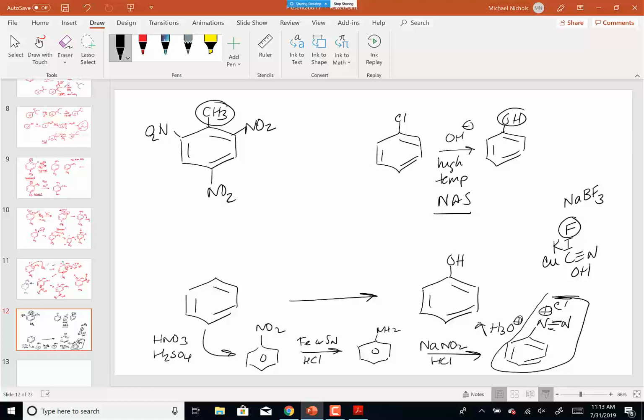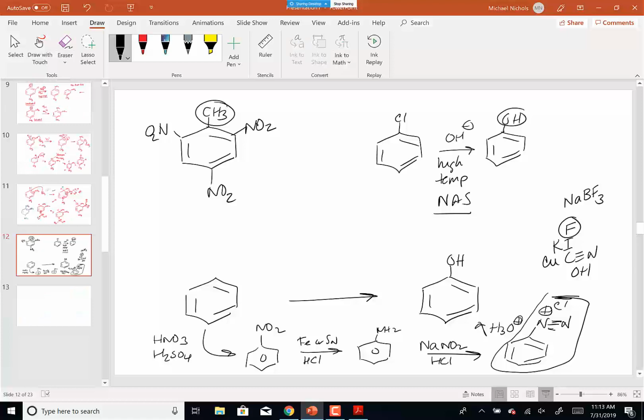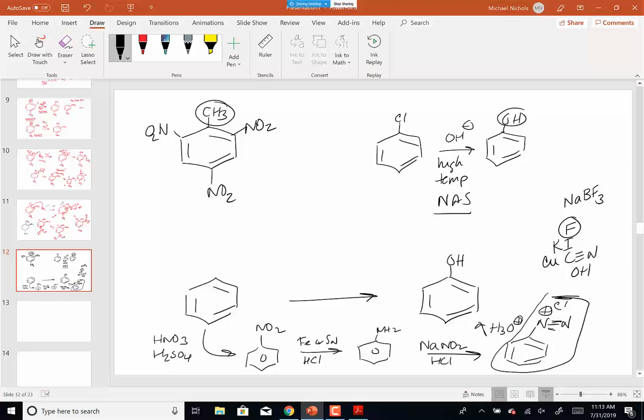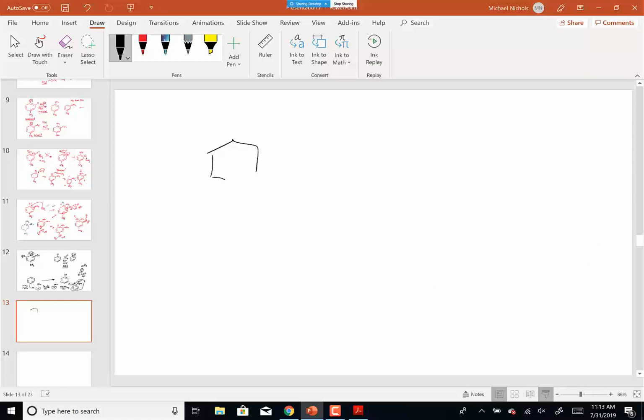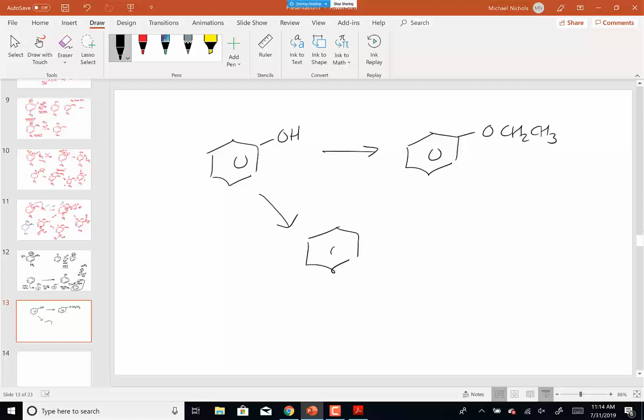And then, once you put an OH on the ring, in this lecture for today, it's important to remember that once you put the OH group on the ring and you would like to convert that to an OCH2CH3, what would you do? Or if you wanted to convert the OH group to any kind of ester, what would you do?